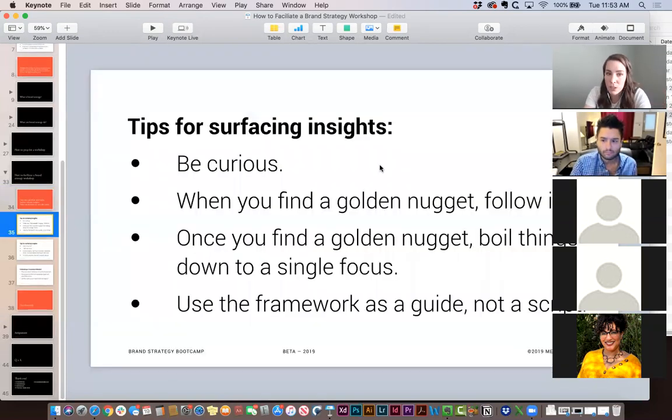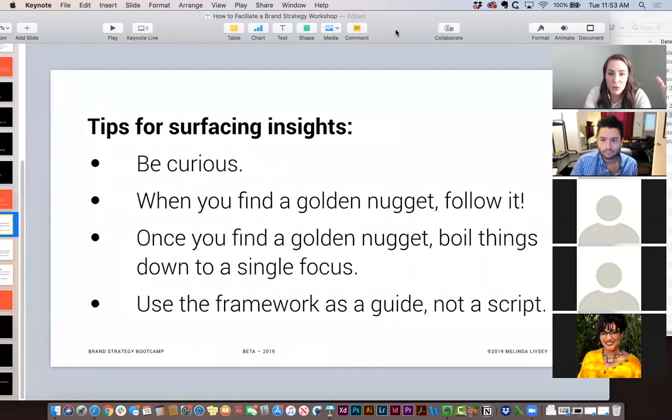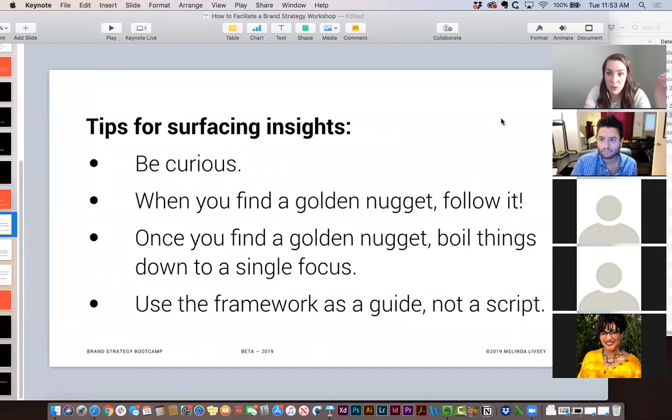So tips for doing that: be curious. Just ask, again, go in asking questions, go in curious. When you find a golden nugget, follow it. So if you find something interesting, keep asking questions on it, surface more insights, see if it's an interesting story. It might not be, but try.